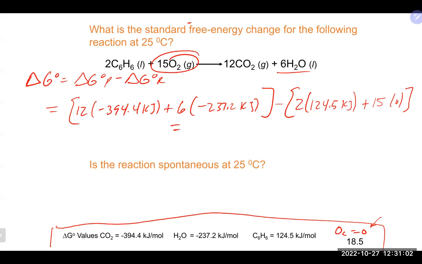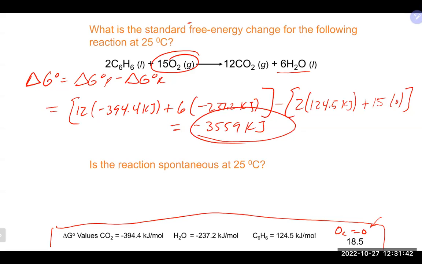We would end up with 12 times minus 394.4 plus 6 times minus 237.2, minus 2 times 124.5. Looks like, if I got it right here, minus 3559 kilojoules, I think, if I punched it in right, hopefully.